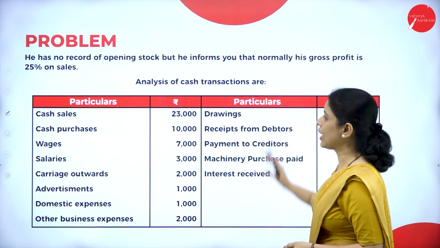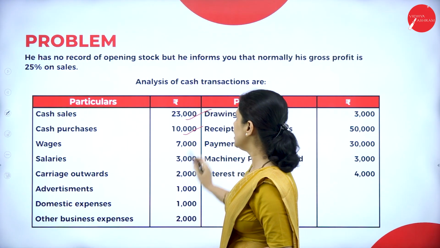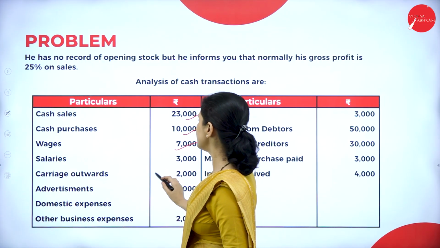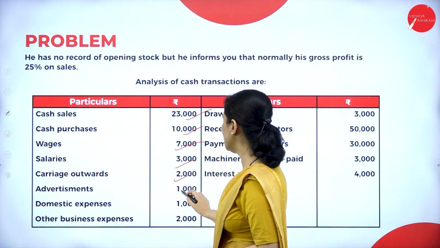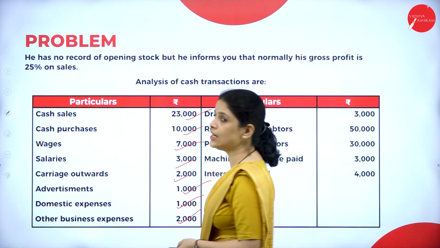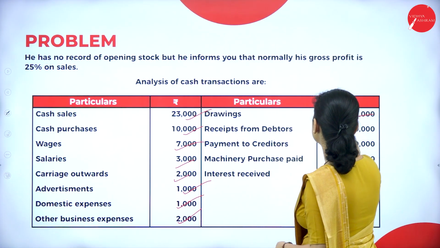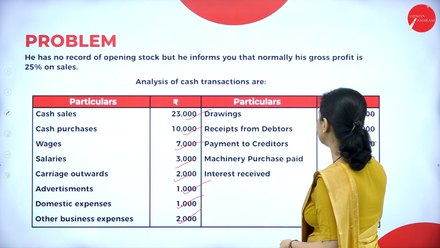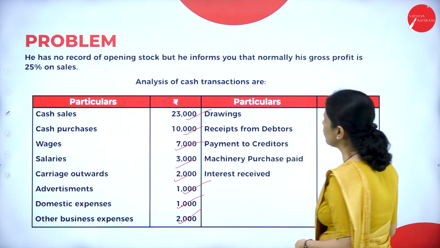So the analysis of cash transactions: cash sales 23,000, cash purchase 10,000, wages 7,000, salaries 3,000, carriage outward 2,000, advertisement 1,000, domestic expenses 1,000, and other business expenses 2,000. Drawings 3,000, receipts from debtors 50,000, payment to creditors 30,000, machinery purchase paid 3,000, interest received is 4,000.